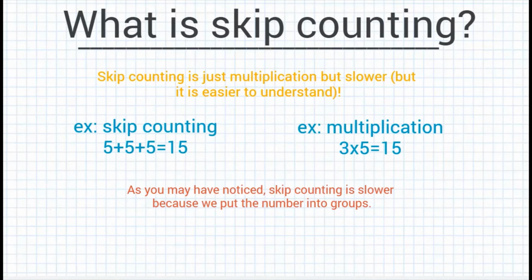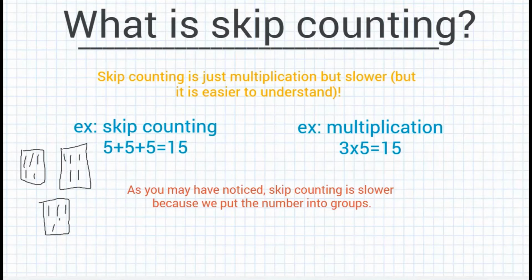If you're still confused, don't worry because here's a visual. So for skip counting, we would just make 3 groups and then put 5 stuff into each of the 3 groups. So 1, 2, 3, 4, 5. Okay, so if you counted all the lines that we made, you would see that we got 15 as our sum. But in multiplication, we don't need to draw all this stuff.